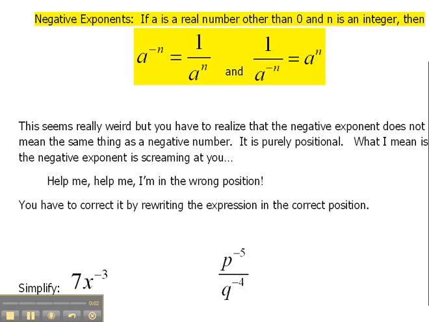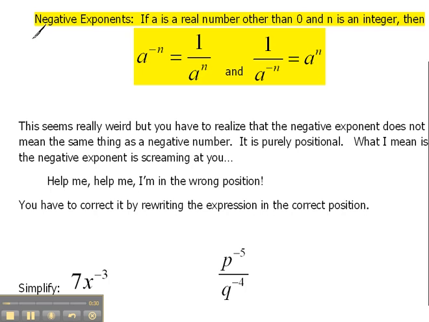Okay, here we have our negative exponent rules, and this is the last of the exponent rules, so you can take a little deep breath after this. This says if a is a real number other than 0 and n is an integer, then a to the negative n equals 1 over a to the n. Well, let's see what's going on here. This will be a lot easier once we have an example of what's happening.